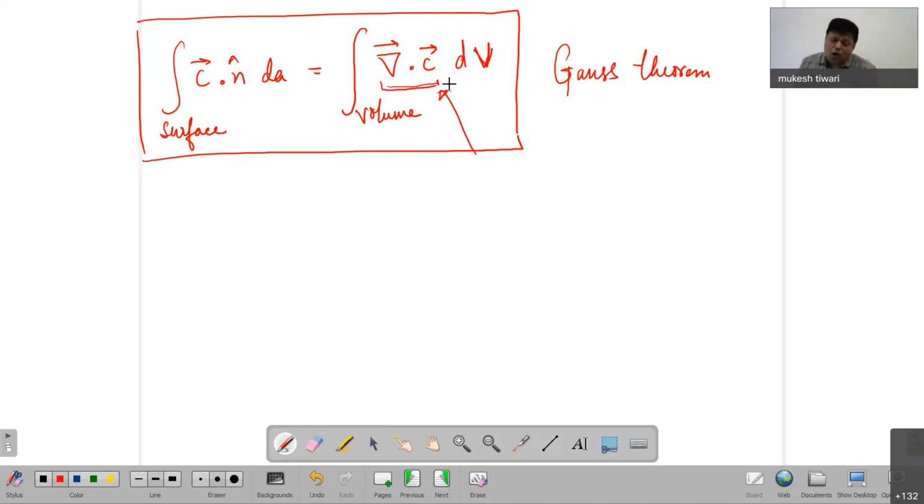You look at all the points. So you cover that volume with many, many points. You look at all the points and ask what is the total flux, the sum total of these, that is the integral, that is the right hand side. That is going to be the same as, for each point in the volume, the exact same as if you just looked at the flux coming out of the surface that encloses the volume.